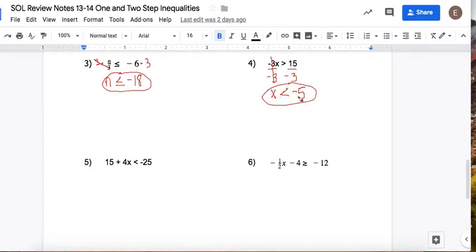And now I can pick anything less than -5 to double check this. And let's just pick -6. -3 times -6 is 18. Is 18 greater than 15? It sure is. So it does in fact check.